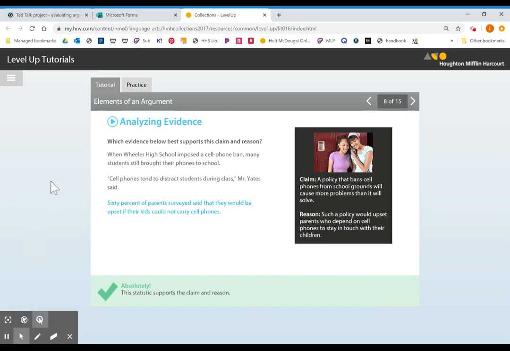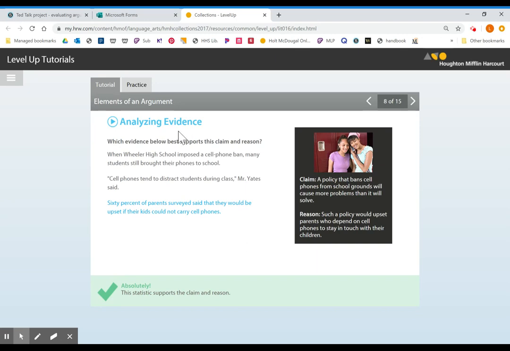So we know that writers or authors or speakers make arguments to convince you of something. They make a claim, which is the point they're trying to prove. And then they support that claim with reasons and then specific evidence to back up those reasons. But when we're listening to arguments, we have to be critical about the evidence that we're being presented. So we have to think, is this evidence any good? Does it make sense? So let's take a quick look at this example.